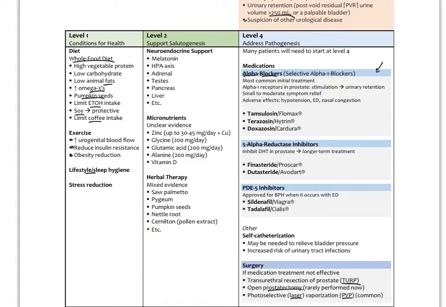Lifestyle, sleep hygiene in particular, is very important here. And then stress reduction might be something to look at as well. So that'd be level 1 therapies. Level 2 therapies would be using micronutrients and maybe herbal therapy. So there's unclear evidence, but it's commonly used in a lot of the products on the market for BPH, using zinc up to 35, 45 milligrams a day.